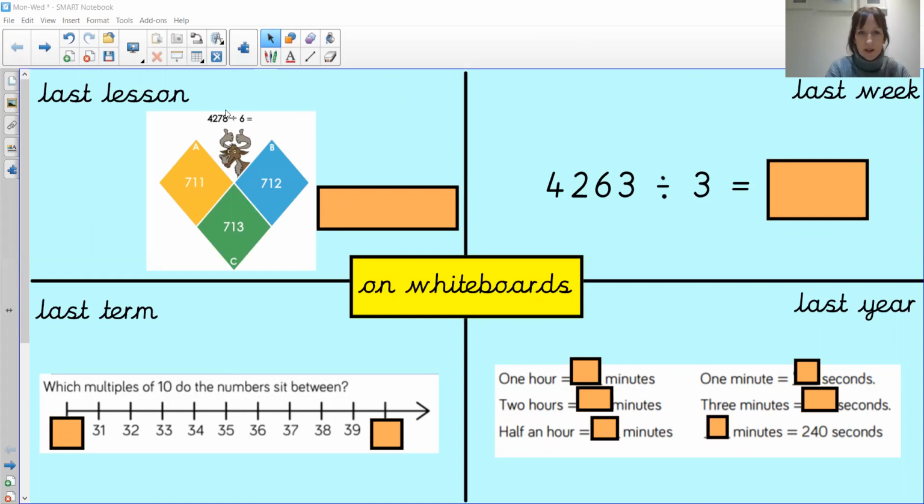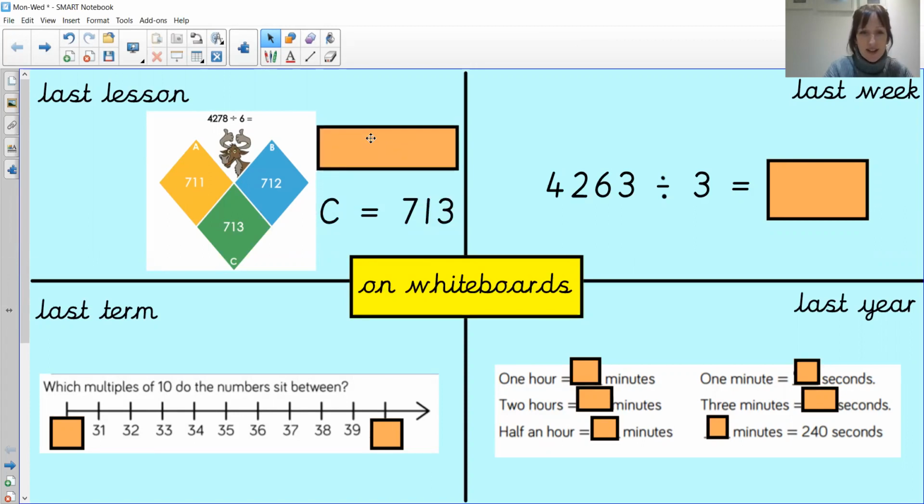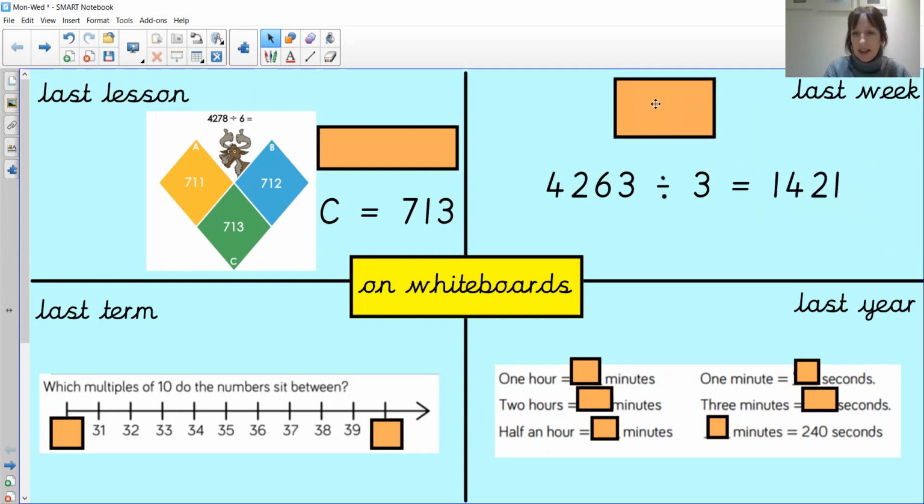Okay, let's go through the answers then. So we're doing short division at the moment, aren't we? So we've got 4,278 divided by 6, and you had a choice of answers, and the answer was C, 713. 4,263 divided by 3 gives you 1,421. Which multiples of 10 do the numbers sit between? So we have got 30 here and 40 here. And then one from last year.